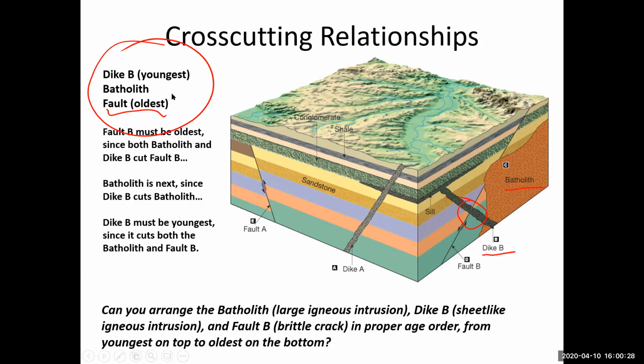So fault is first, then the batholith, then dike B. My suggestion when you're working out these cross-cutting relationships: I find it easiest to start down near the bottom of the diagram and work my way up rather than from the top down. There are different schools of thought on that, but I just find it personally easiest to first identify the oldest rock unit and then generally work my way up towards the top of the diagram to find increasingly younger rock units.